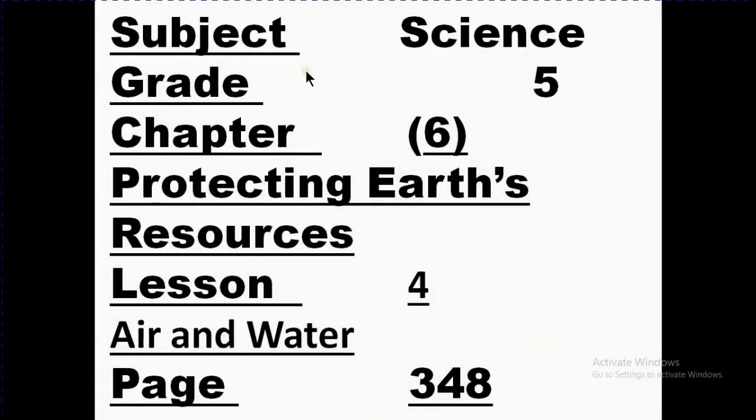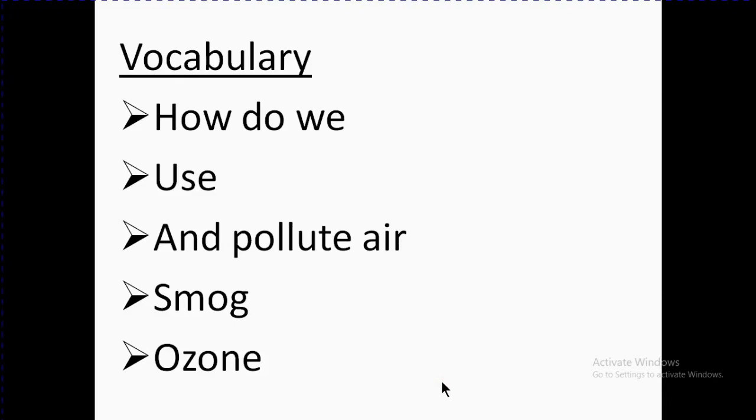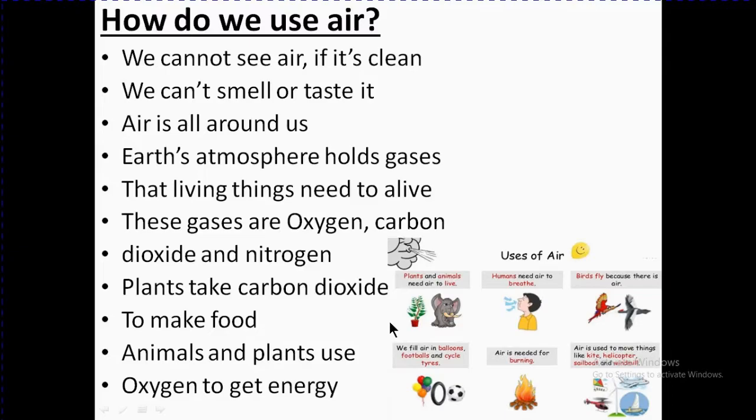Assalamu alaikum. Bismillahirrahmanirrahim. Grade 5, Subject Science, Chapter number 6, Protecting Earth's Resources. Lesson number 4, Air and Water, page number 348. How do we use and pollute air, smoke and ozone? So today we will discuss all these things, and let's start the lesson.